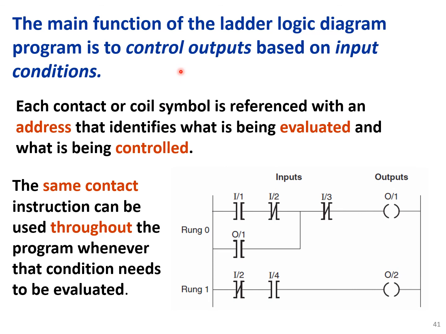The main function of the ladder logic diagram program is to control outputs based on input conditions. Each contact or coil symbol is referenced with an address that identifies what's being evaluated and what's being controlled. So contacts show what we should evaluate: we should evaluate the status or condition of the switch or input. And the coil shows what we should control. The same contact instruction can be used throughout the program whenever that condition needs to be evaluated.